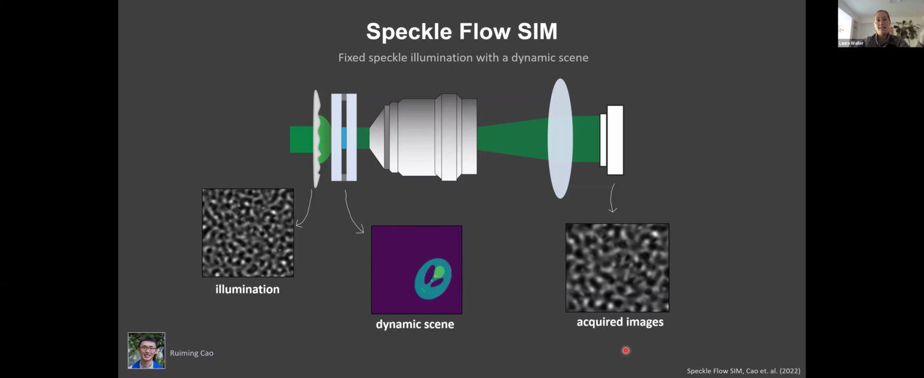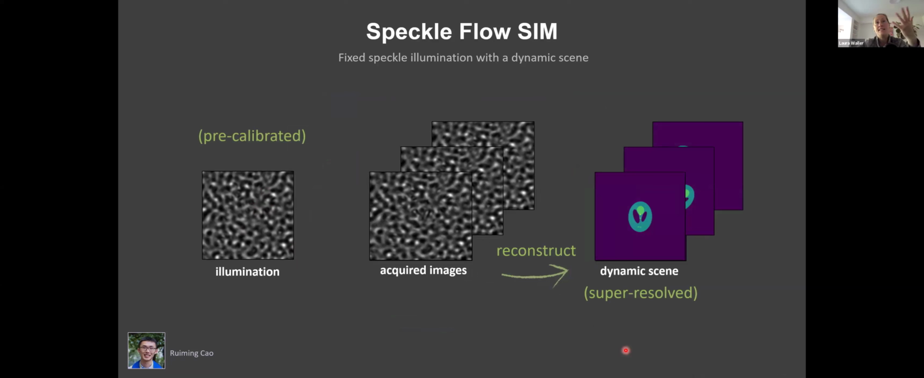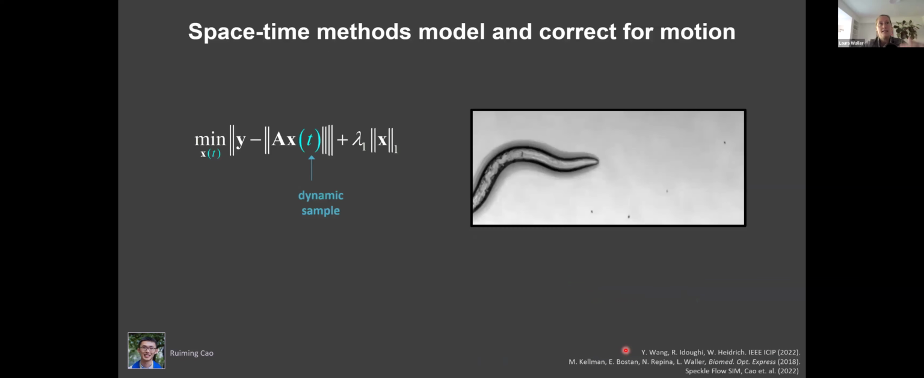So it makes sense that each different part of the sample sees these different illuminations. So it's a lot like I had done speckle structured illumination, and I can get this data set with the different speckles at each different part of the sample just by having the sample move. But now I want to solve for the super resolved dynamic scene over time. So I also want to solve for the motion. So I'm trying to solve for more things than I measured. And the reason I can do that is because of the smoothness in the motion.